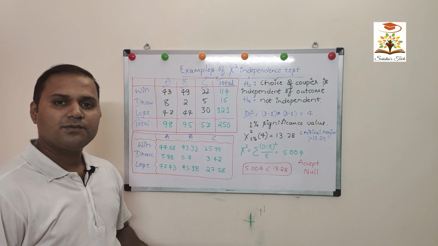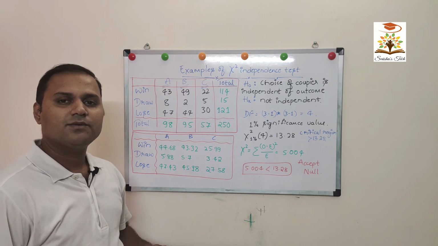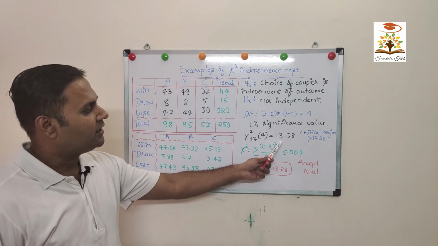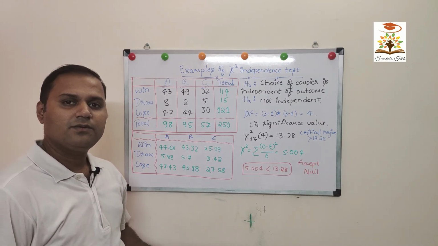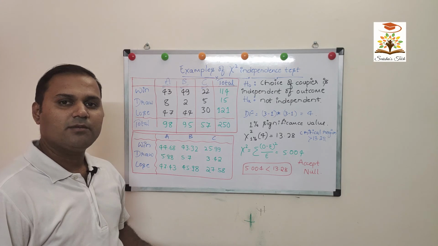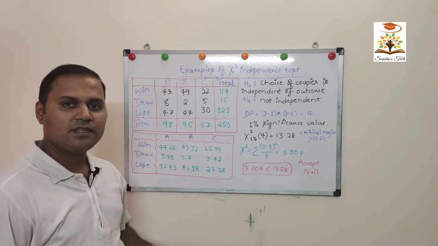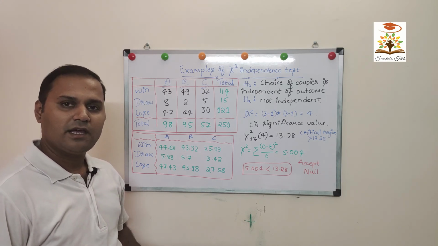From the chi-square distribution table, the value of chi-square was 13.28, which means if the chi-square value calculated is above 13.28, then we would reject the null hypothesis.